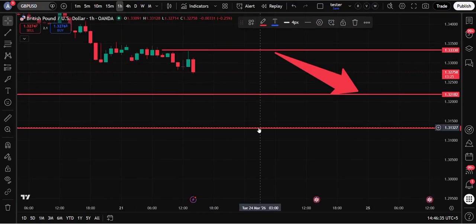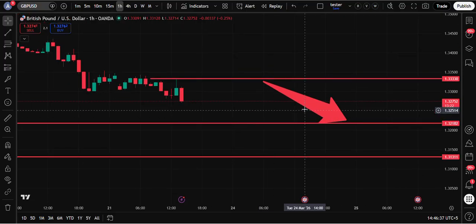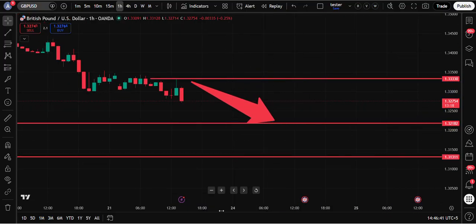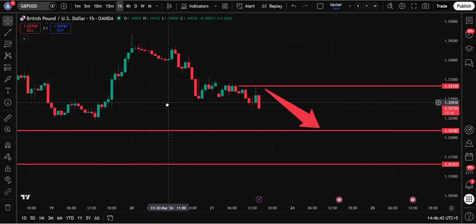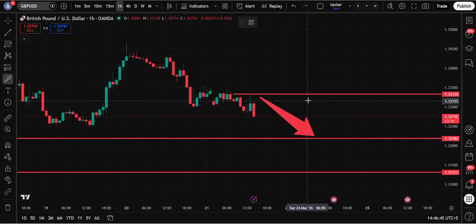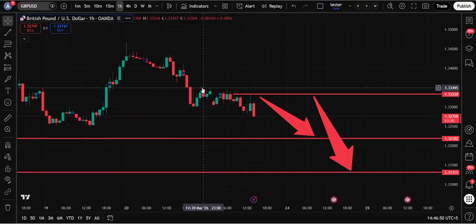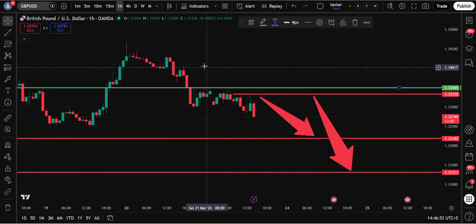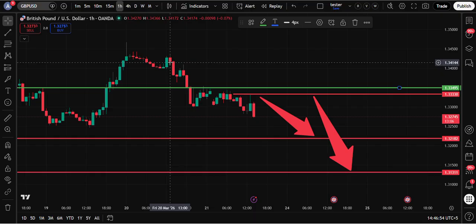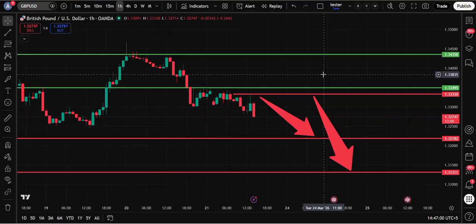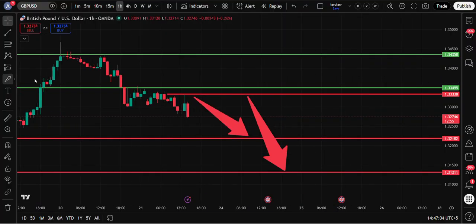My next target would be 1.31311. And if we break above 1.33495, we will be going for 1.34358, in my opinion.